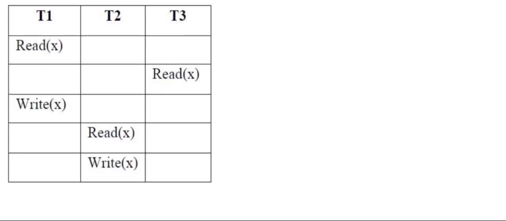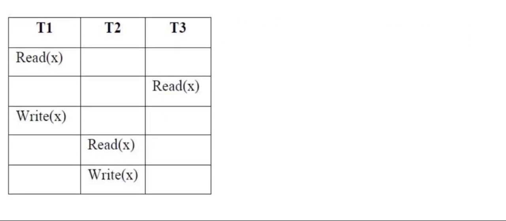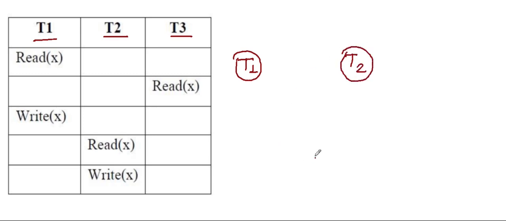Now we will see the next schedule, which has 3 transactions T1, T2 and T3 with these instructions. First of all, draw a vertex for T1, then for T2, and then for T3.